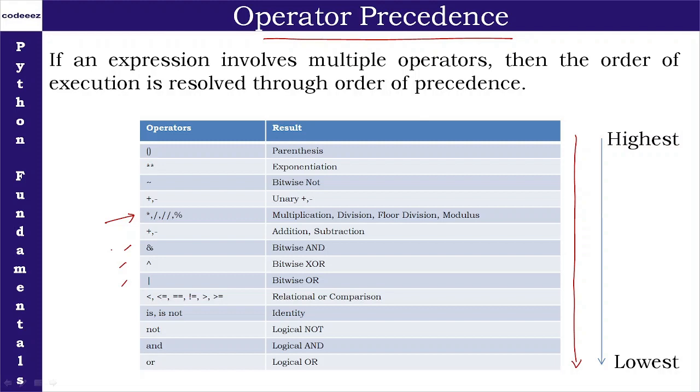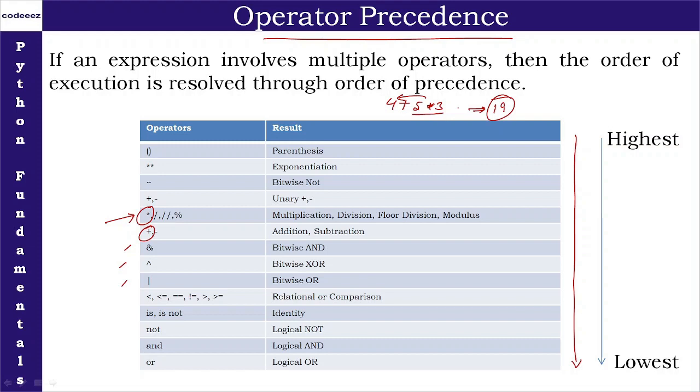Just check it out with an example. Suppose I simply write 4 plus 5 multiplied by 3, as per the BODMAS rules also and as per this table also. See here, the multiplication is having the higher precedence than addition, right? So what will happen? First, 5 multiplied by 3 will be evaluated, that will be 15, and then the result 15 will be added to 4 and we get the result here 19, right? So this is what operator precedence is.